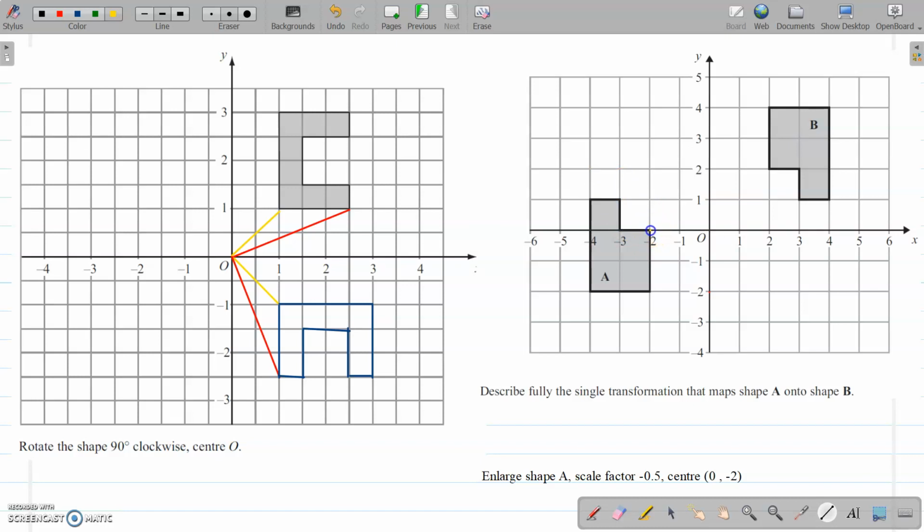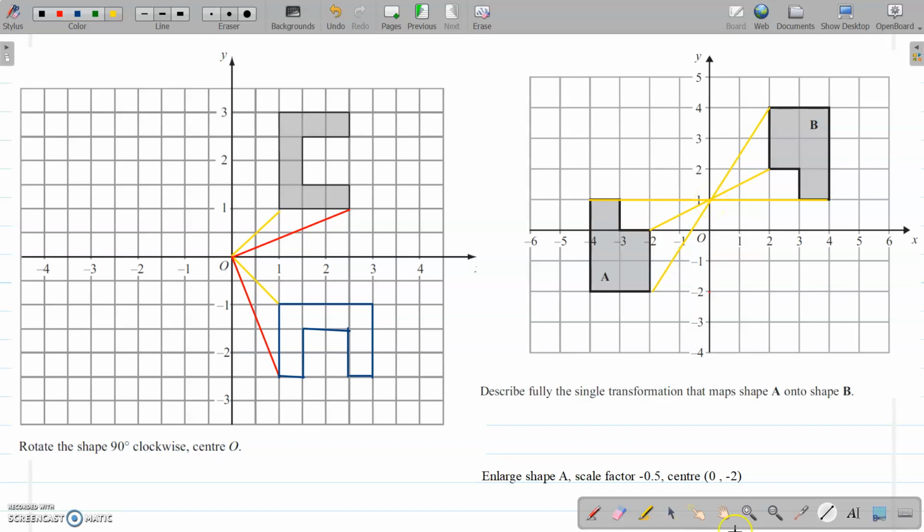So if I took this point here to there, that's the nearest point, joining the 2 shapes together, and let's take another one, maybe this one here, down to its corresponding point on A, and you'll notice those 2 yellow lines cross at the point 0, 1. And that would be the center of rotation, because if I took any other point, let's say this one here, and took it across to its corresponding point over here, that would also go through the same point 0, 1.